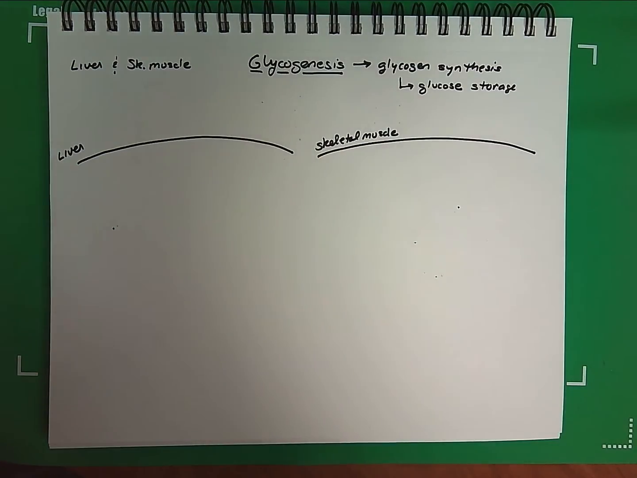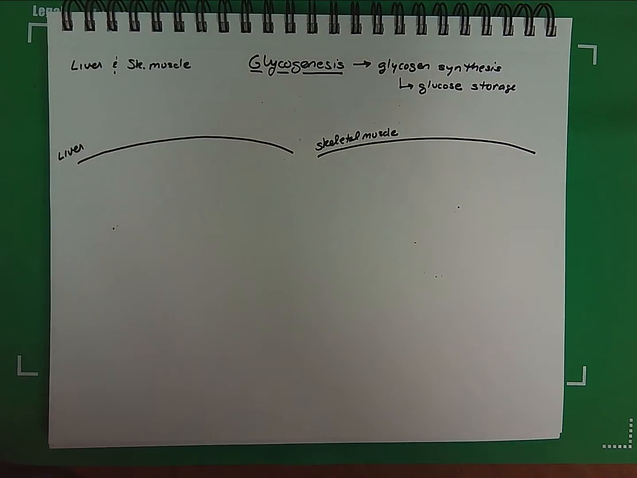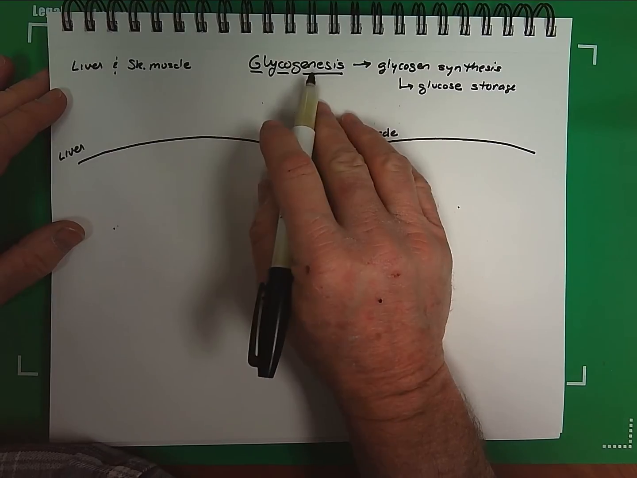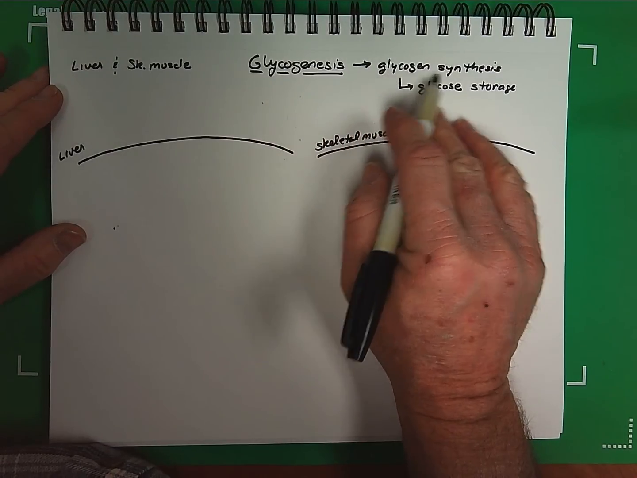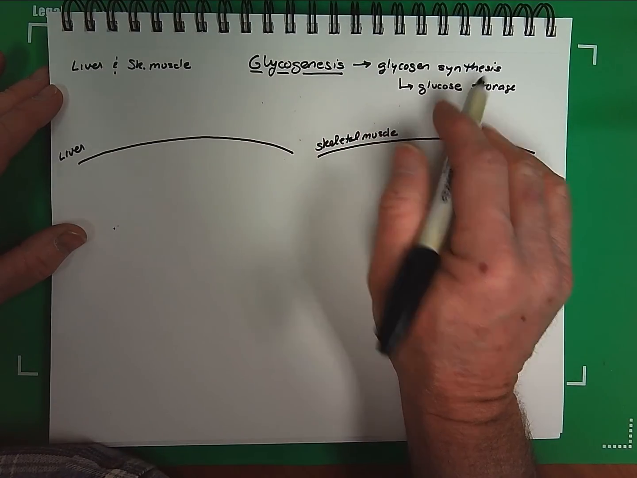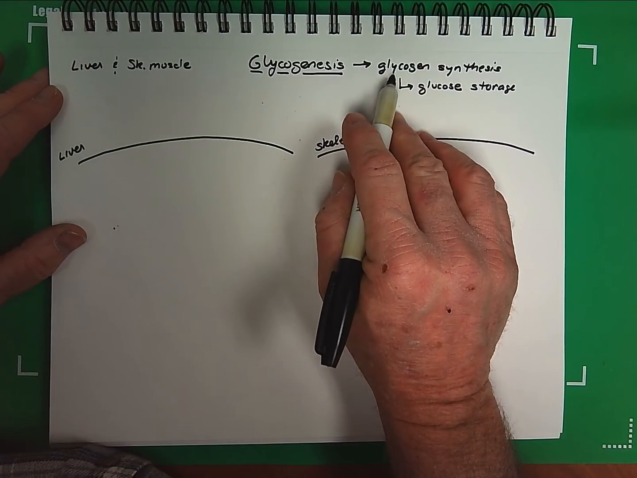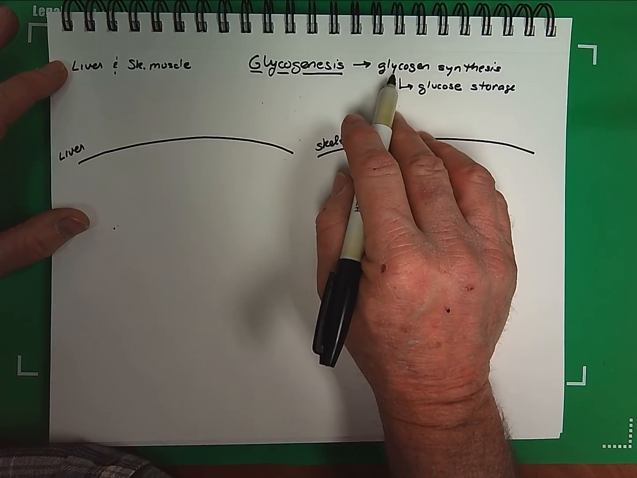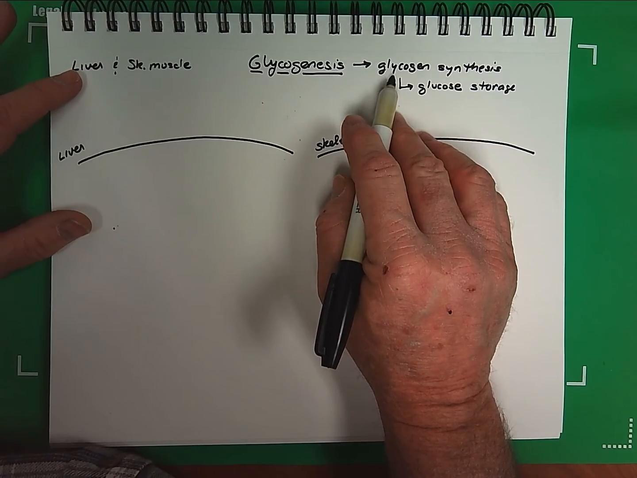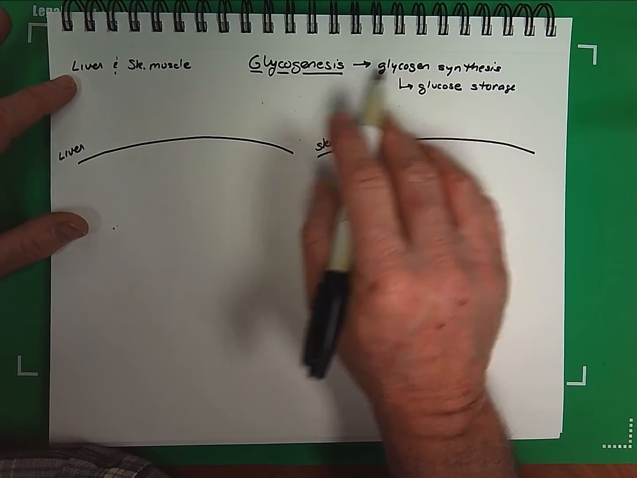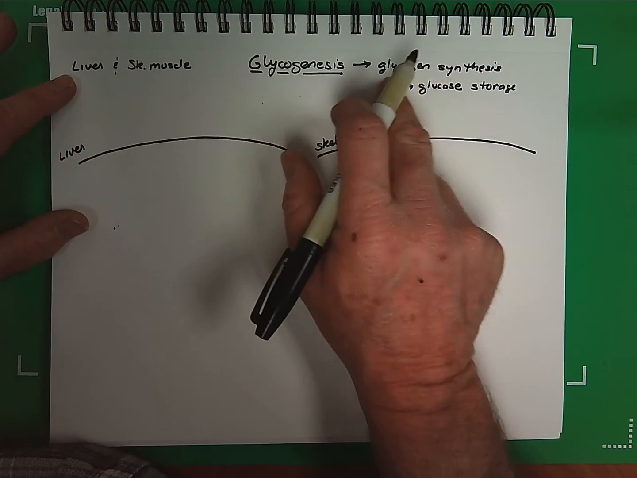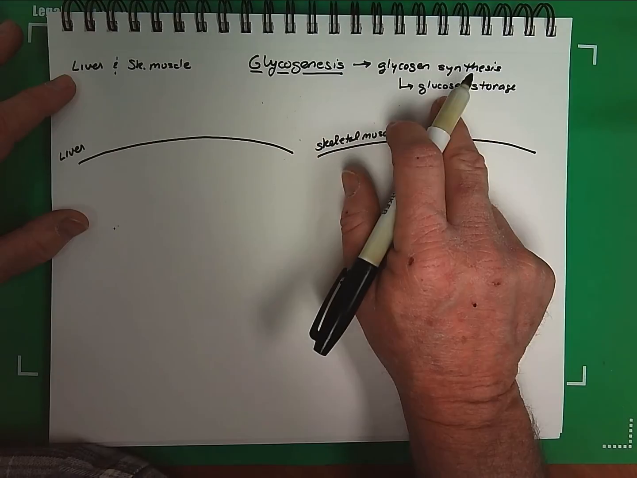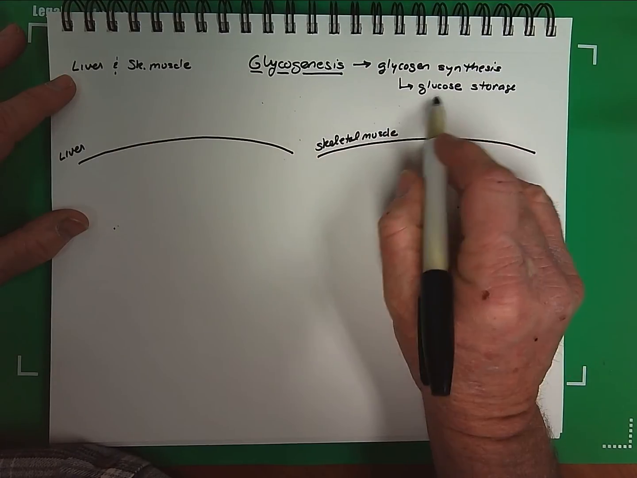Okay, in this video, we are going to be looking at the reactions of glycogenesis. Glycogenesis is simply glycogen synthesis. Now the question then is, what is glycogen? The two main organs, cell types, that will be performing these reactions are liver and skeletal muscle. Both of these organs synthesize large amounts of glycogen. And the reason they do this is primarily to store glucose.